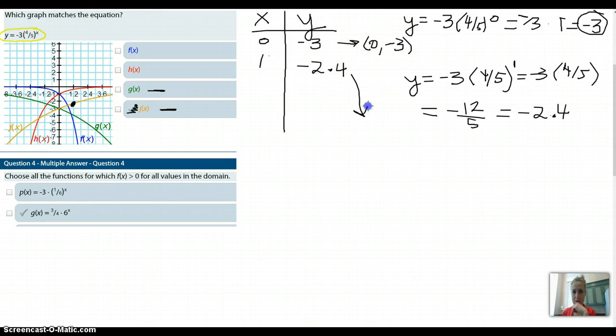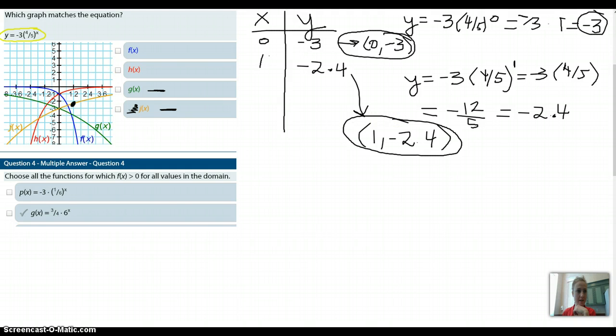This corresponded to this point, 1, negative 2.4. So we were looking to see which of the graphs contained this point and this point. And it turned out that yellow was our winner. So maybe I should circle them in yellow. So our answer here will be j of x. Let's go ahead and circle that answer, because it contains that point there and the other one that we required earlier from our table.